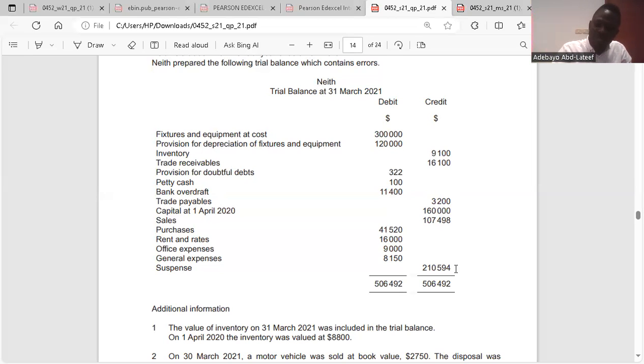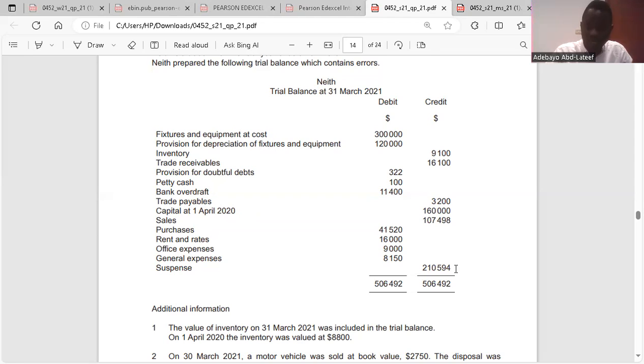So provision for depreciation and provision for doubtful debt are always on the credit side. Both provisions are neither income nor expenses, but they reduce the value of assets. That is why they always have a credit balance in the trial balance. Clear? So whenever you see provision, it is always on the credit side of your trial balance. Then what else do we have? So now how do we prepare this?